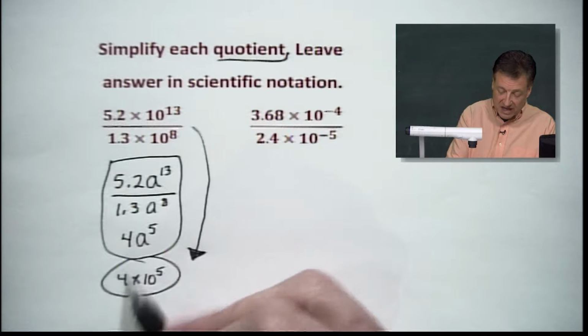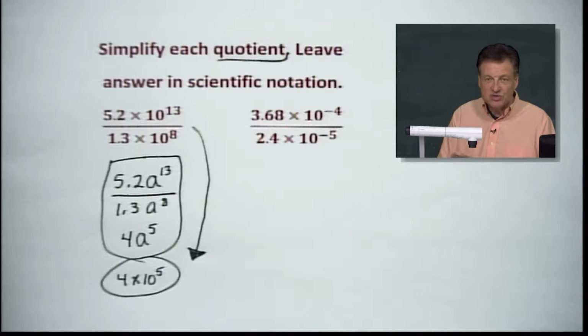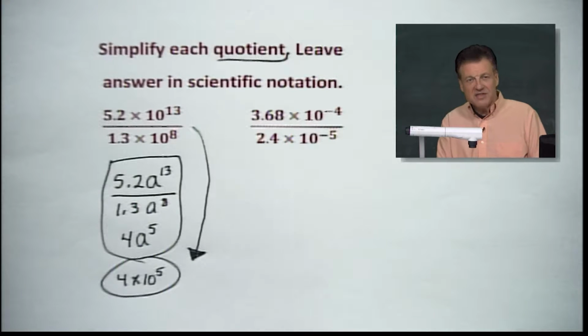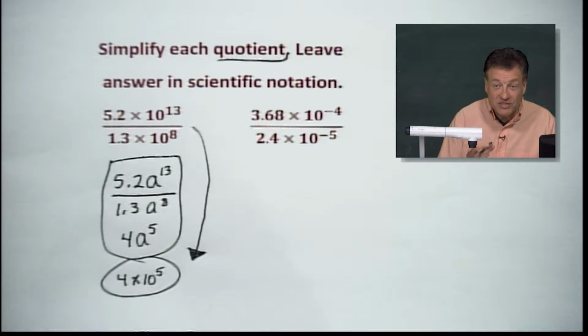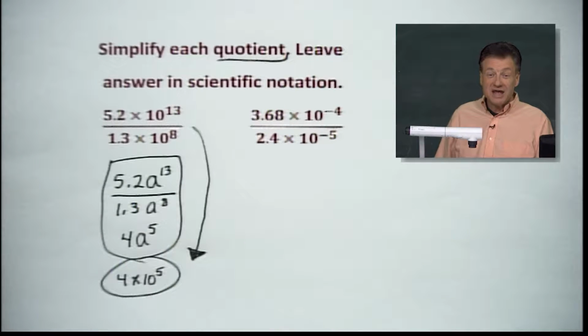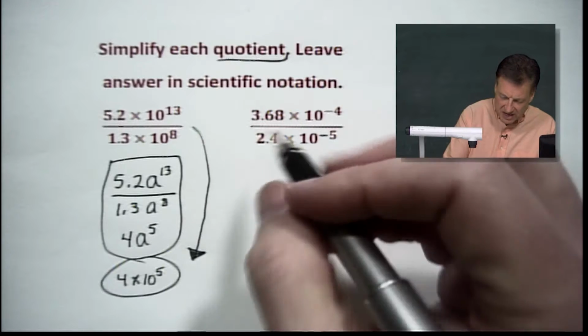Remember that number that's out there in front cannot have 2 digits to the left of the decimal place, nor 0 digits to the left of the decimal. You said, well, there's no 0 digits there. No, but there might be. We'll see that happen perhaps in just a little bit. So just keep your eye on it. You say, then we have to make an adjustment. Exactly. So let's go to our second problem here.